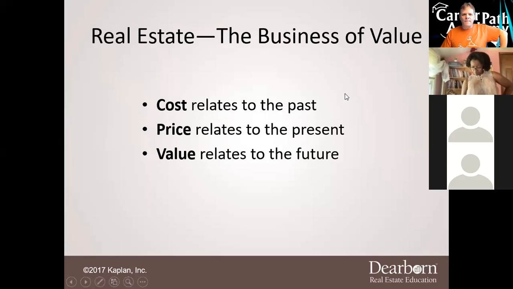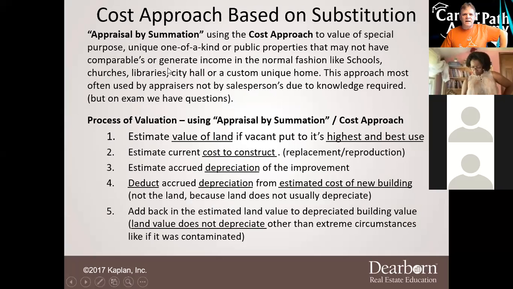Okay, let's go about the cost approach, which is based on substitution. So let's highlight the cost approach. And then we're going to highlight the first sentence on page 279. The cost approach is most helpful in the appraisal of special purpose buildings such as schools, churches, and public buildings.